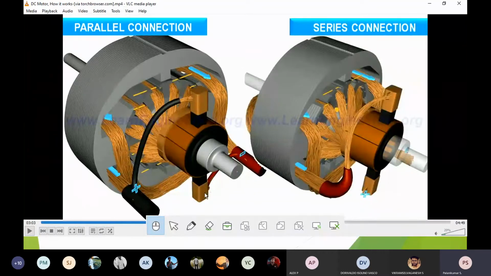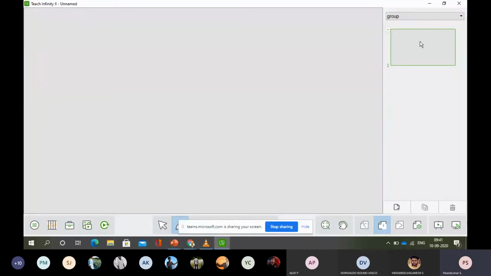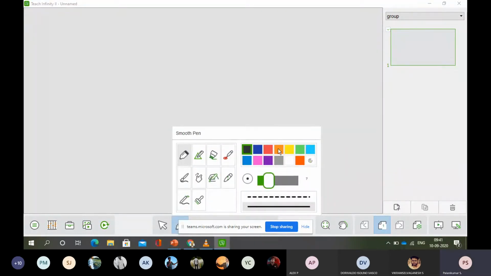Likewise, another carbon brush is connected to the negative terminal. That terminal is also connected to the stator. This type of connection is called parallel connection. How? If you see, I can show it.